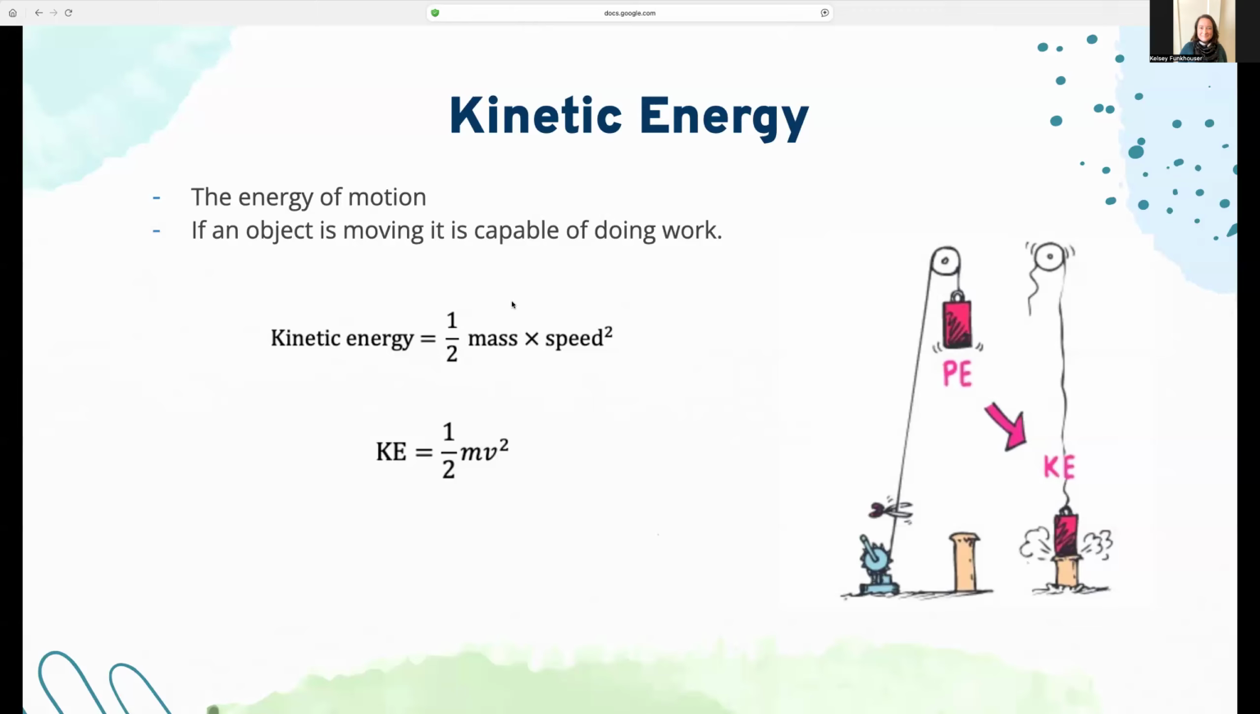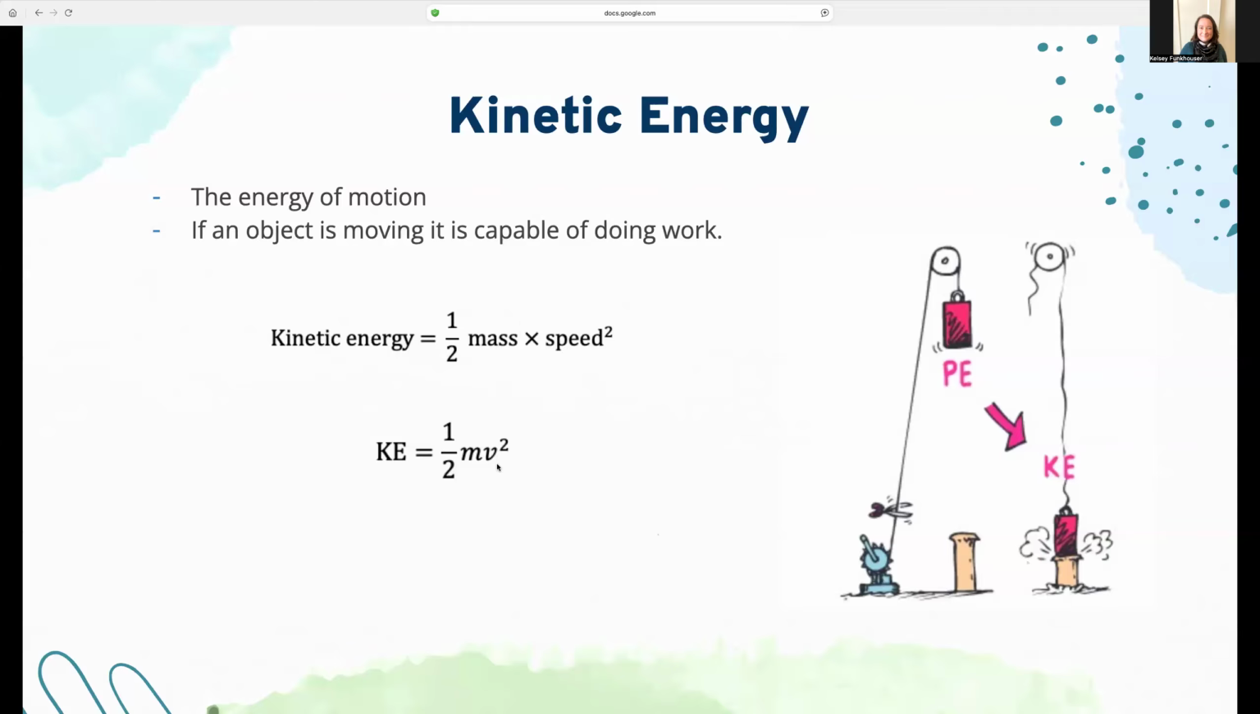So the kinetic energy is the energy of motion. Because also if an object is moving, it is capable of doing work. So kinetic energy is 1/2 of the mass times the speed, which is the same as speed squared. And here's just in variable form, kinetic energy equals 1/2 mv squared. m is mass, v is speed. And it's totally fine to also call this v velocity. It's just that kinetic energy doesn't care about vectors, like it doesn't care about direction of the motion.